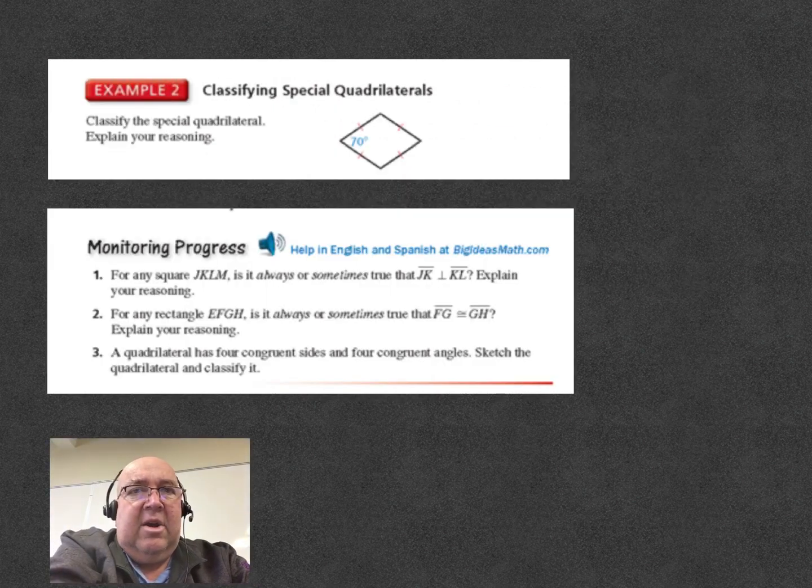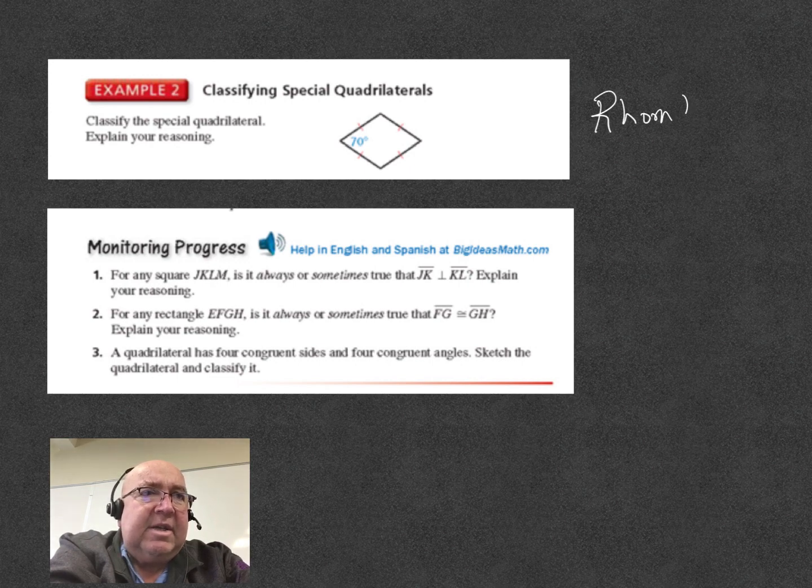Alright, so we want to classify this quadrilateral. We see that we have two angles that are 70 degrees. The opposite one will also be 70. We see we have four congruent sides. So by definition, that is a rhombus.